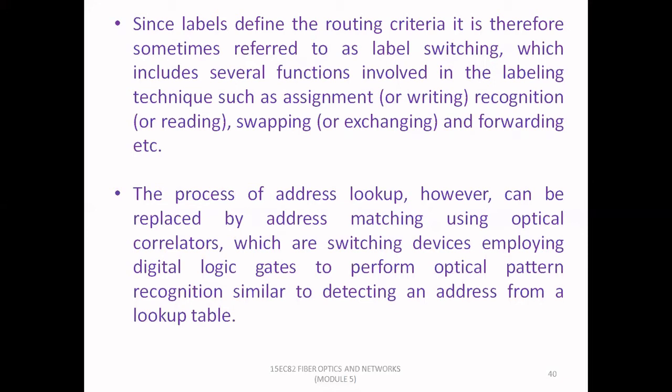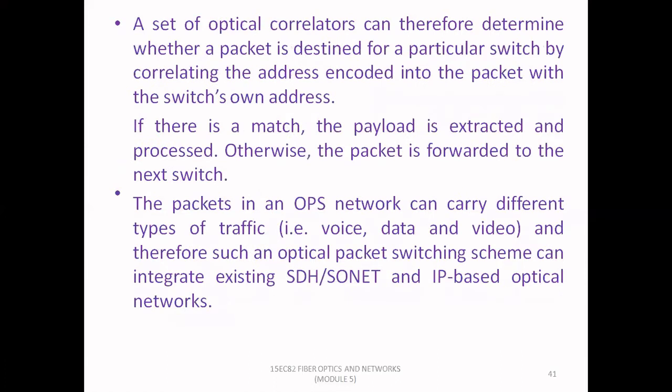The process of address lookup, however, can be replaced by address matching using optical correlators, which are switching devices employing digital logic gates to perform optical pattern recognition similar to detecting an address from a lookup table. A set of optical correlators can therefore determine whether a packet is destined for a particular switch by correlating the address encoded into the packet with the switch's own address. If there is a match, the payload is extracted and processed. Otherwise, the packet is forwarded to the next switch.